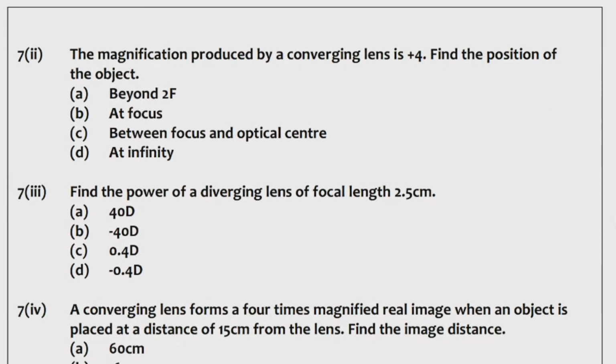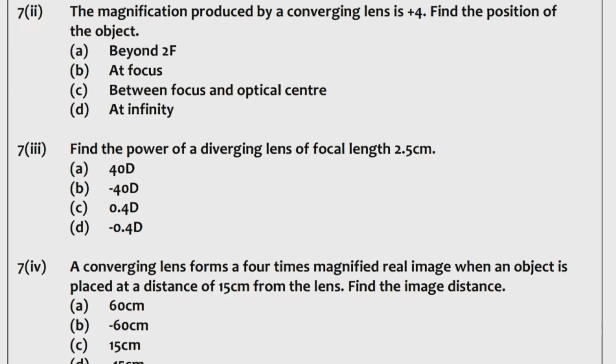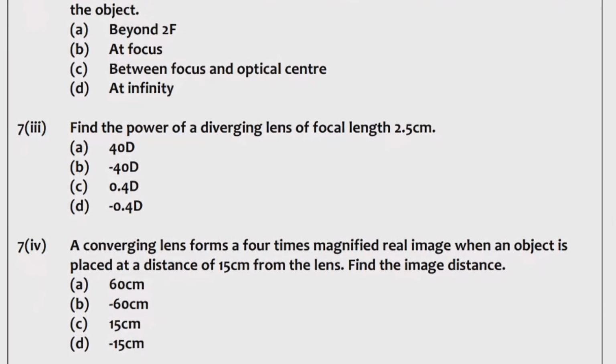7.4. A converging lens forms a 4 times magnified real image when an object is placed at a distance of 15 cm from the lens. Find the image distance. Options: A. 60 cm, B. minus 60 cm, C. 15 cm, D. minus 15 cm.